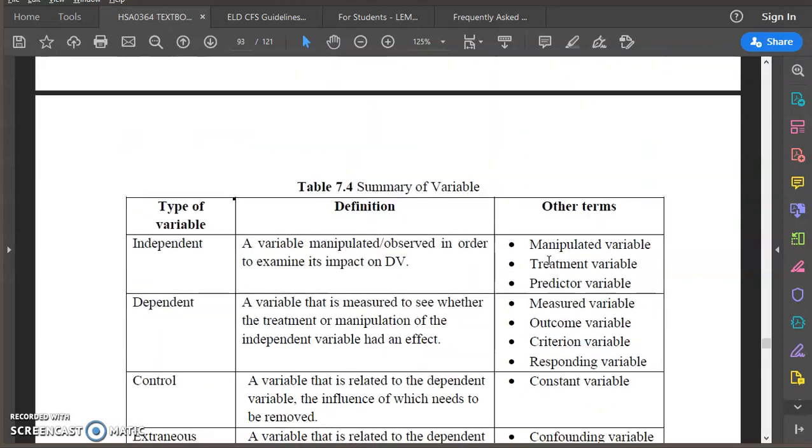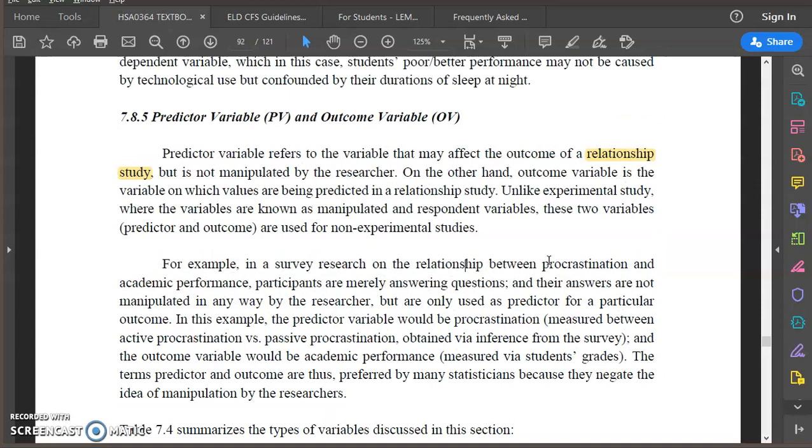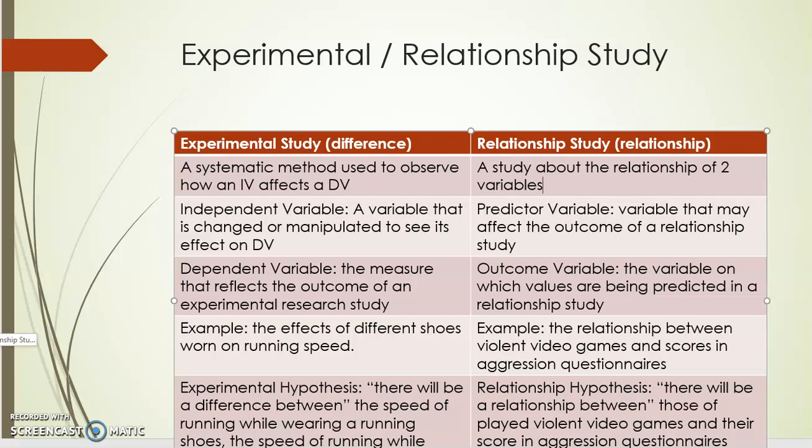Okay, so you can go to chapter 9, right? But I have explained it in brief. I have derived the notes, and then let's look at the simple definition of experimental and relationship research or study. Here are some notes that can be found on week 9, chapter 9. So what is an experimental study or experimental research? It is a systematic method used to observe how an independent variable affects the dependent variable.